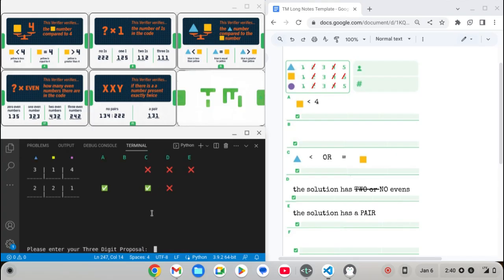Okay, so it does like the fact, notice that my triangle and my square are equal. The Turing Machine does approve of that. So let's go ahead and cross out the less than, and in fact they are equal. Okay, so what does that mean?